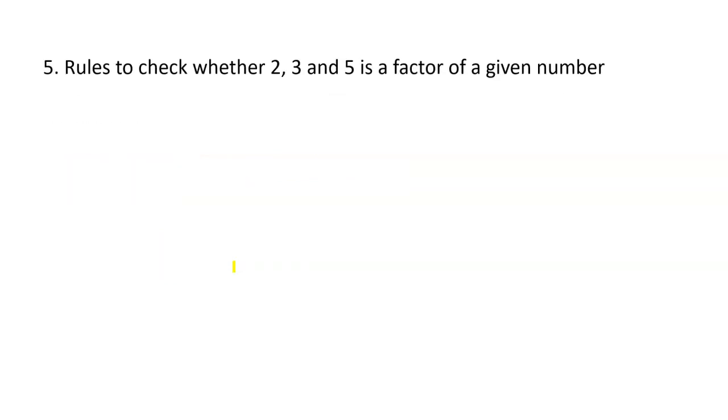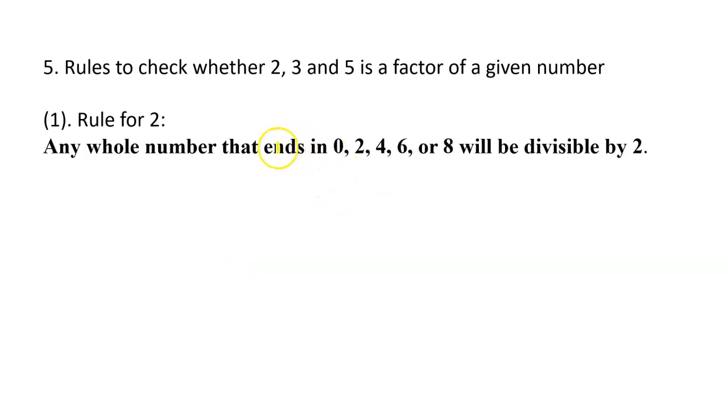All right, so there are some rules to help us to break down a big number. So here are some rules to help us check whether 2, 3, and 5 is a factor of a given number. So rule for 2. Now, what kind of numbers are divisible by 2? Or in other words, 2 can go into what kind of number? And we know 2 can go into 2, 4, 6, 8, and 10, right? So all these numbers end in 0, 2, 4, 6, or 8. By the way, 2 can also go into 0. It's just 0 times.